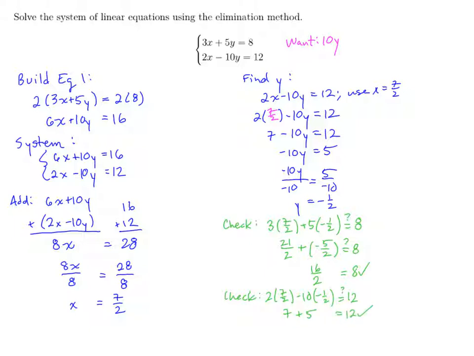As a final step, I'll state my solution, and I can state this as an ordered pair with x and y. So I'll say then that the solution is the ordered pair 7 halves, comma, negative 1/2. If I wanted, I could also state the solution set, which would simply involve putting that ordered pair into a solution set. So the solution set is the set containing the ordered pair with 7 halves and negative 1/2.